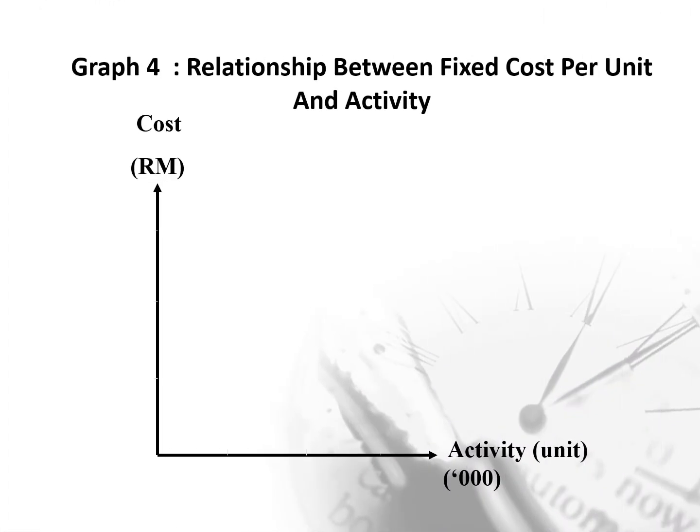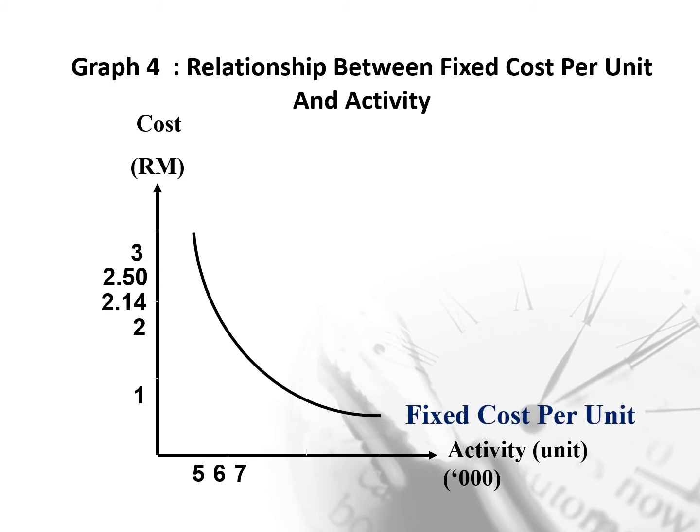Relationship between fixed cost per unit and activity is illustrated in graph 4. For production unit 5,000, the cost is at 3 ringgit. For production unit 6,000, the cost is at 2 ringgit and 50 cents. And for production unit 7,000, the cost is at 2 ringgit and 14 cents. Therefore, a convex downward line starts from top left to bottom right. This line is fixed cost per unit.